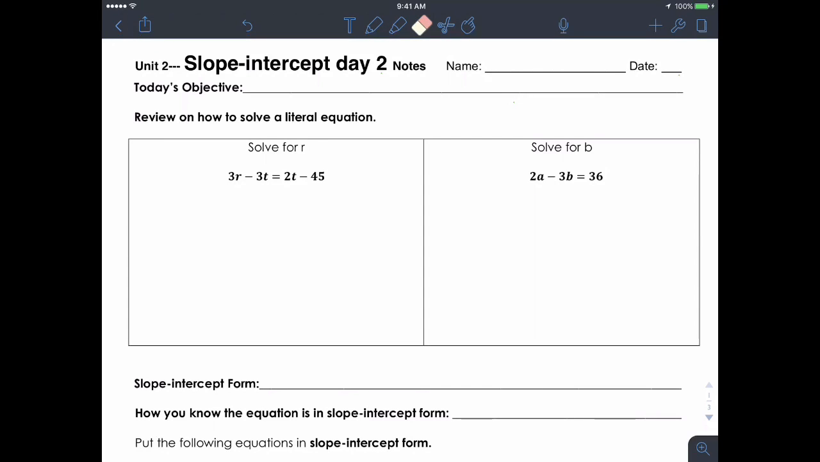Hey guys, welcome back. Let's go ahead and get started by writing down today's objective. Today's objective is I can write an equation in slope-intercept form.